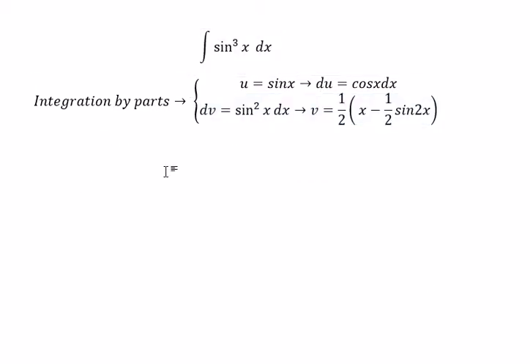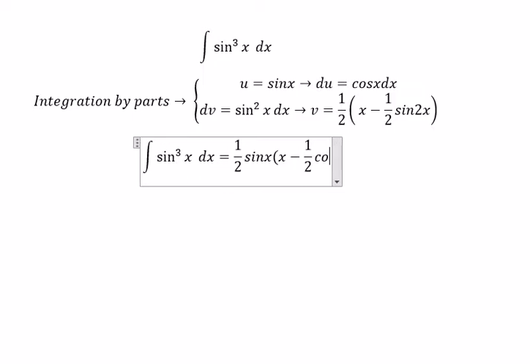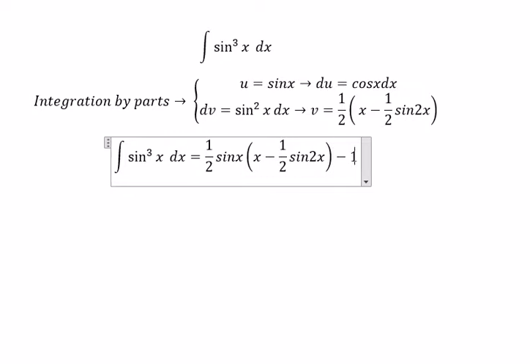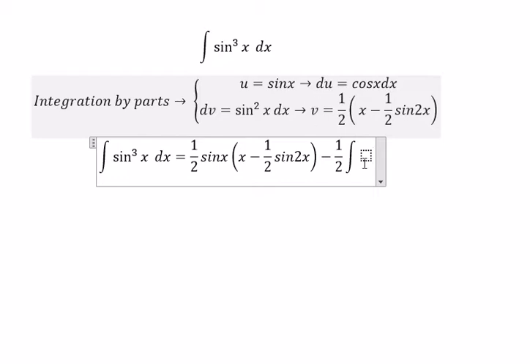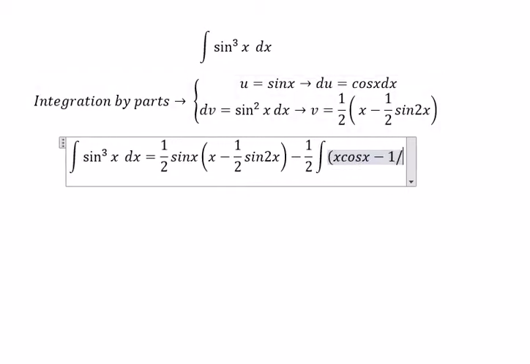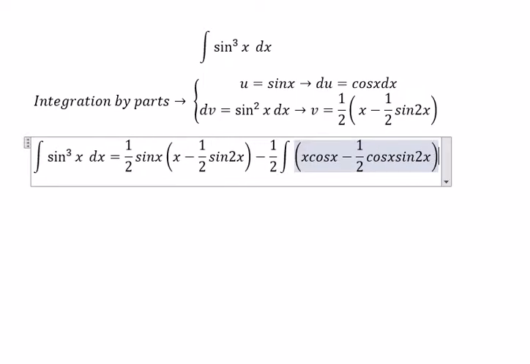Next, we have u multiplied with v. And we have the negative 1 over 2, the integral of du multiplied with v. So you get s cosine s minus 1 over 2 cosine s sine 2s ds.